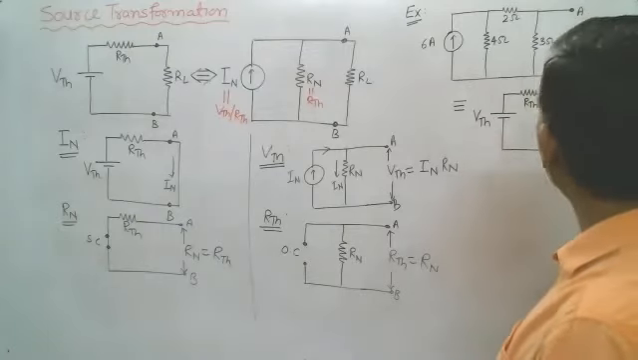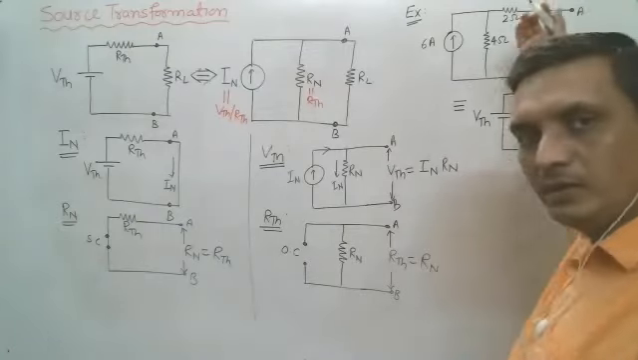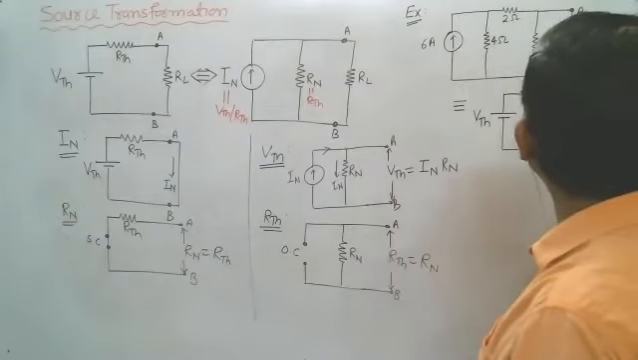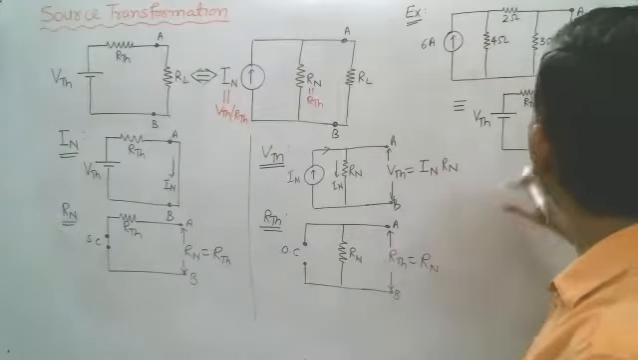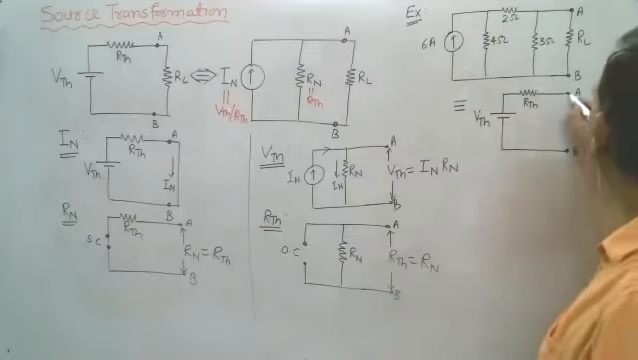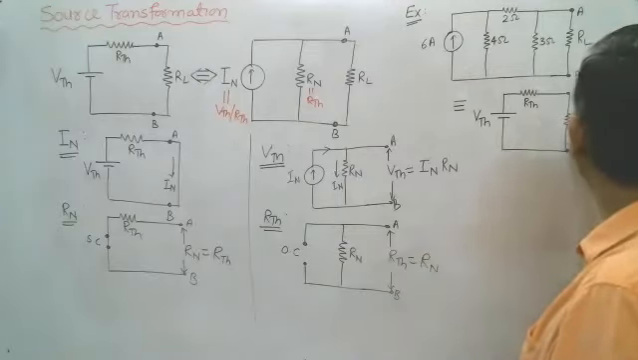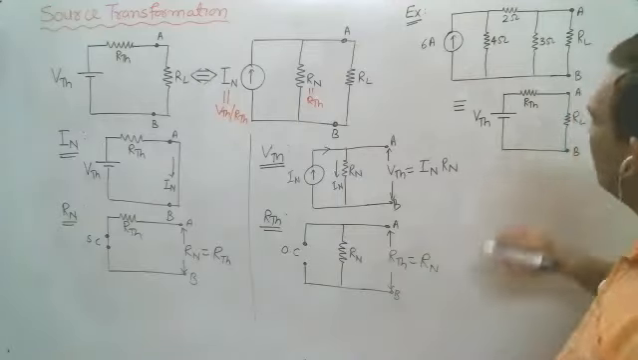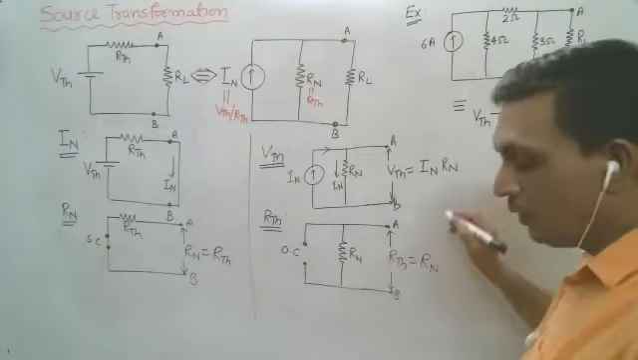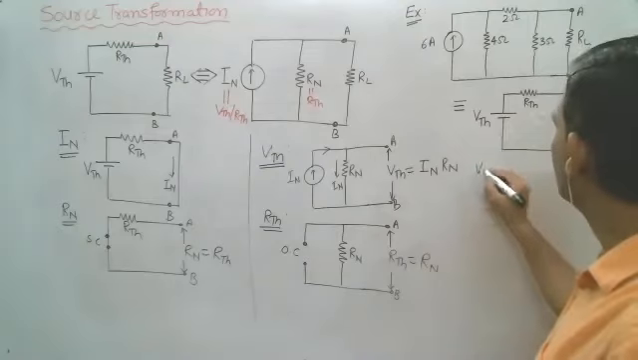VTH is open circuit voltage. So open circuit across AB, same voltage. Let us connect this with RL also. Let us assume this is load resistance RL. So what will be VTH? VTH is open circuit voltage. So draw equivalent for VTH.